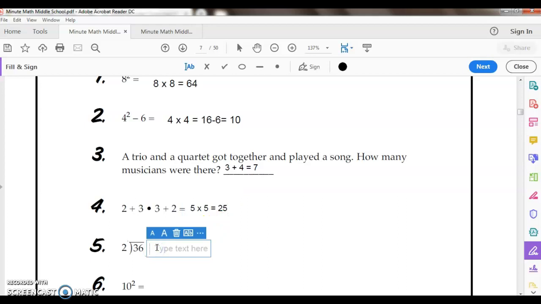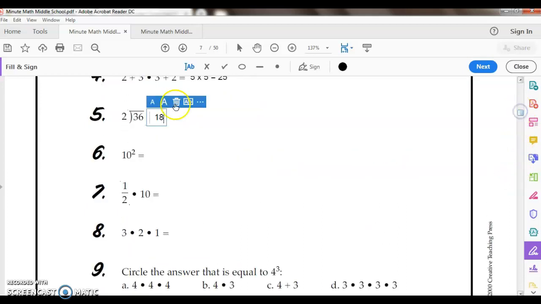Next one, you're just dividing 36 by 2, which obviously, how many times can 2 go into 36? Well, 2 times what equals 36? That's going to be 18. So just put 18. Okay. So squaring again, like I said, when we're squaring something, it's pretty much the same concept. So it's going to be 10 times 10. And, of course, that answer, when you multiply that, is going to be 100.